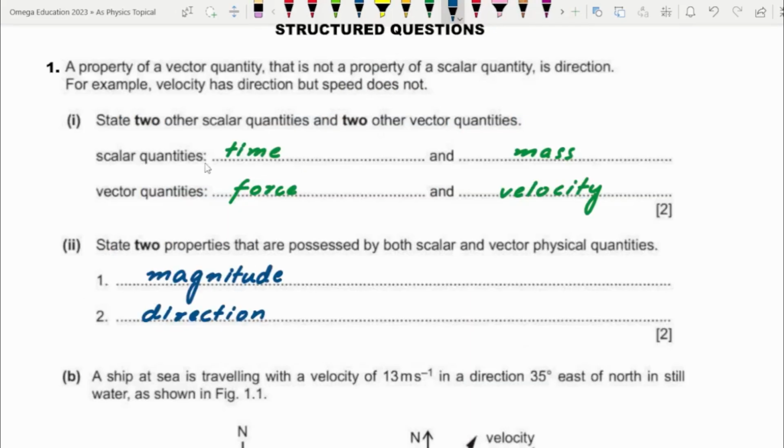Alright everyone, let's move on to the next part, which is a structure question. So here we have the first one. In the first one we need to mention two scalar quantities and two vector quantities. You can see that already. Two properties that are possessed by both vector and scalar. Be it vector or scalar, they must have magnitude, sorry, not direction, and they must have a unit. So magnitude as well as a unit are possessed by a vector as well as by a scalar quantity. So let us solve the next one.